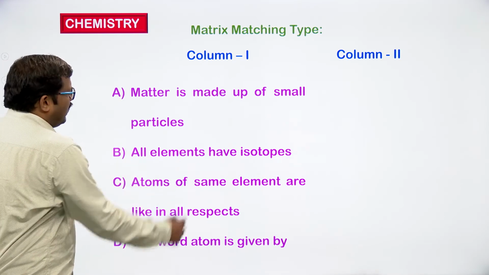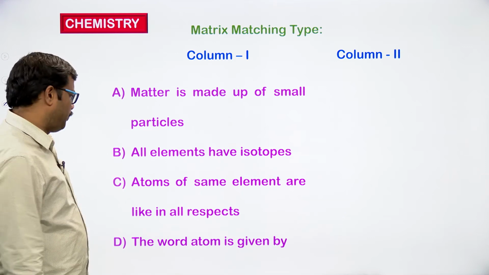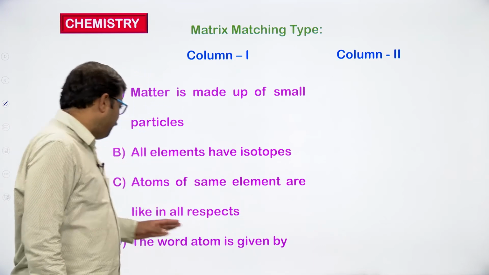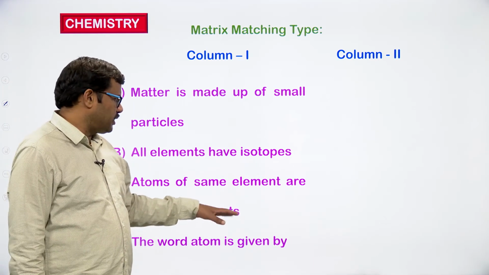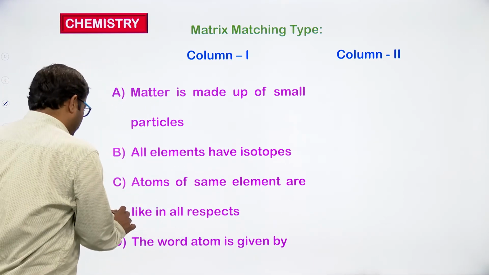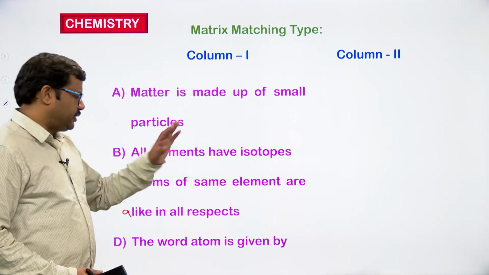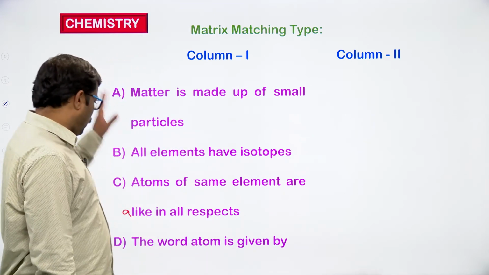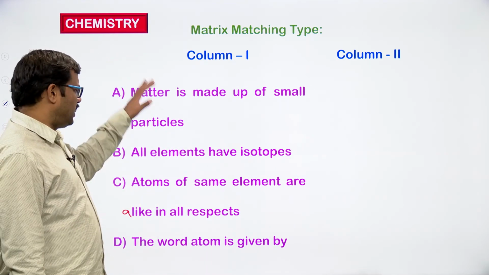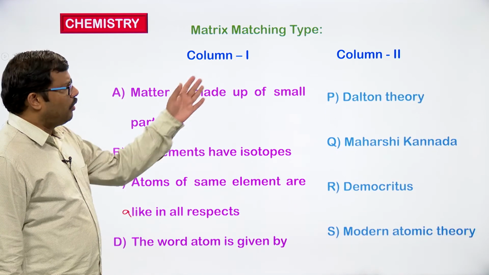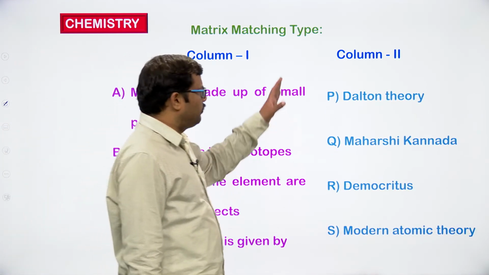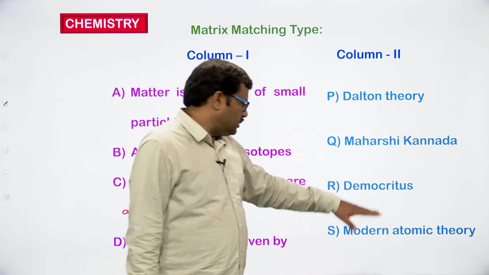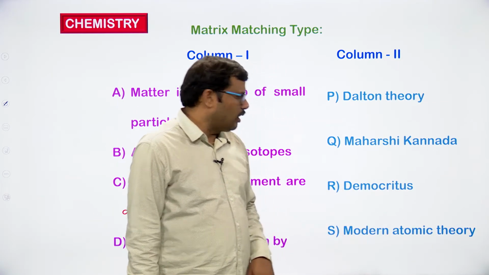B: all elements have isotopes. C: atoms of the same element are alike in all respects. D: the word atom is given by. So four statements are given, and we have to look at the statements given in column 2: Dalton's theory, Maharshi Kannada, Democritus, and modern atomic theory.